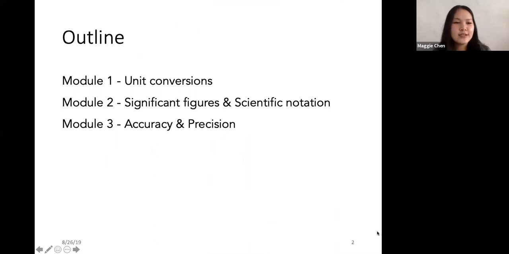So today we'll be going over unit conversions. How can we switch from one unit to another to make sure that in the situation that we're given, we're in the right units so our final answer is understandable? Then we're going over significant figures and scientific notation. How can we write our final answer in a way that shows which numbers are important? And then we're going over accuracy and precision. What's the difference between those? And how can we apply them to different situations?